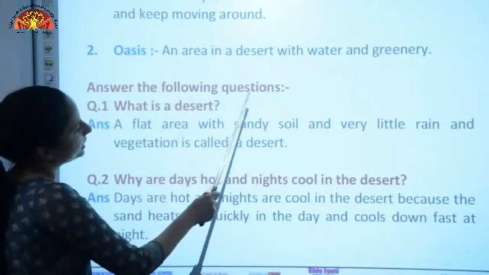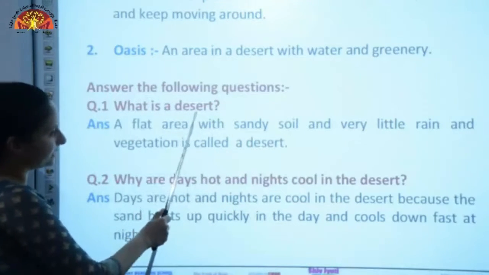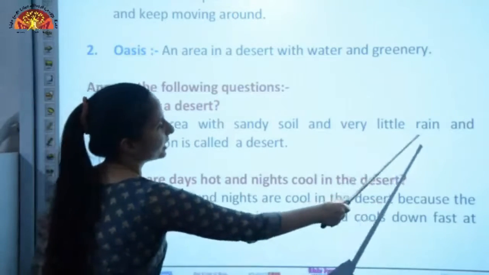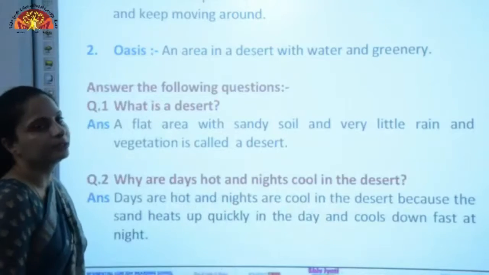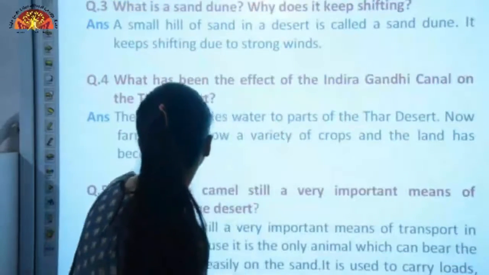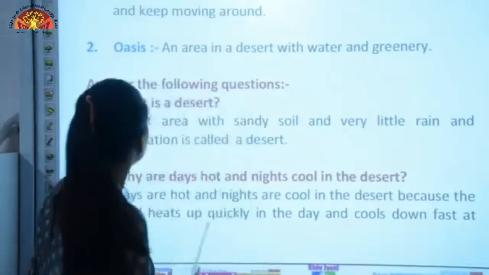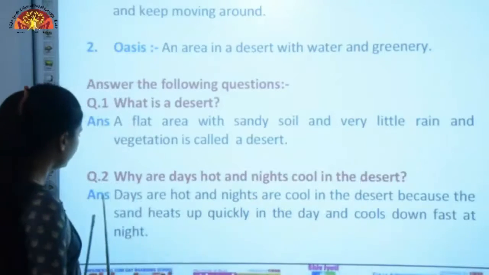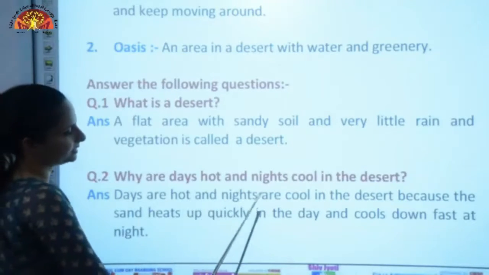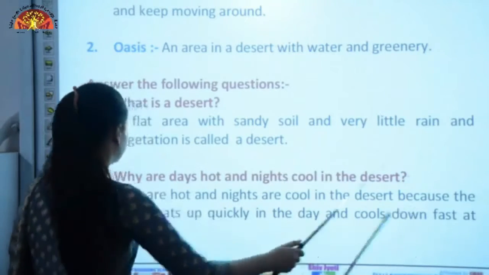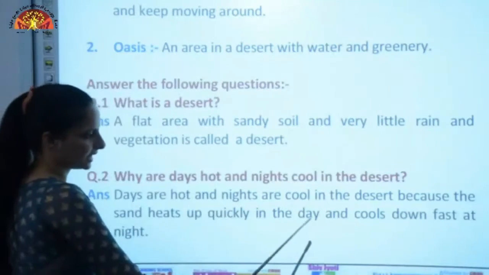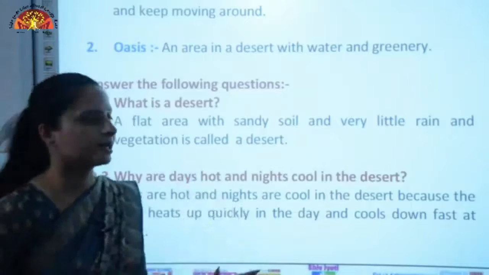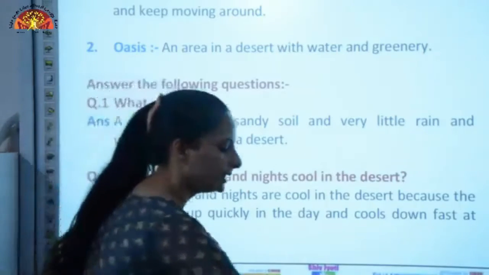Now, answer the following questions. Question 1. What is a desert? Answer, a flat area with sandy soil and very little rain and vegetation is called a desert. Question number 2. Why are days hot and nights cool in the desert? Answer, days are hot and nights are cool in the desert because the sand heats up quickly in the day and cools down fast at night. Therefore, you will notice that the days are hot and the nights are cool in the desert.